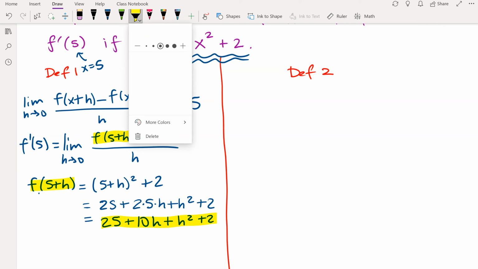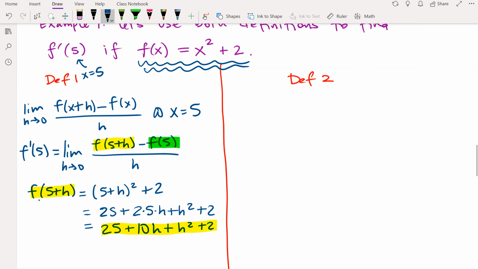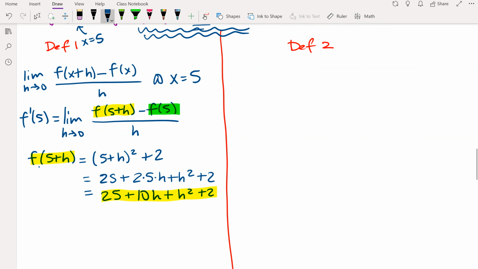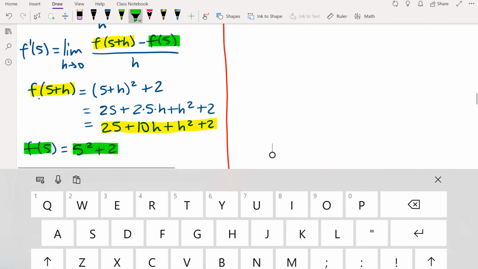Now let's find f of 5 really quick. That should be very fast. That means plug in 5 for x in our function. So f of 5 equals 5 squared plus 2, which equals 25 plus 2 is 27. Let's leave it like this though, and I'll show you why in a second. f of 5 is 5 squared plus 2. Okay, now we can plug those things in.